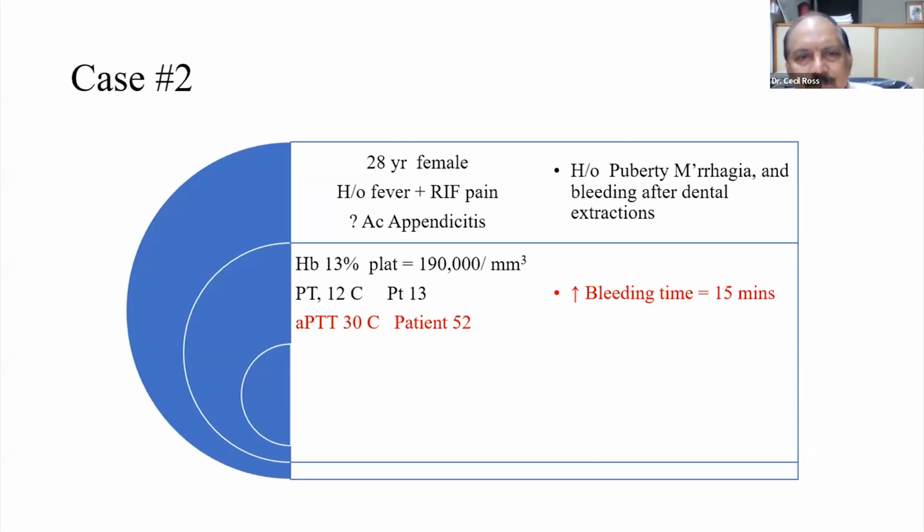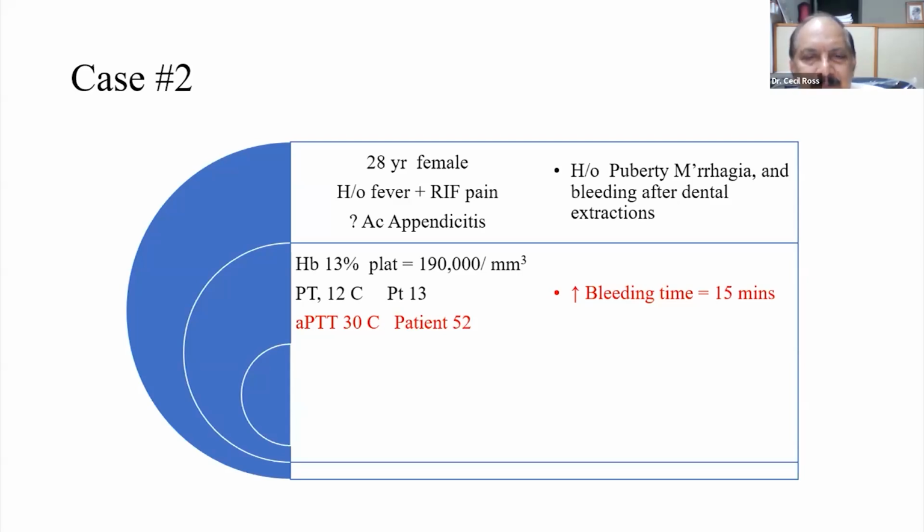What do you think? I told you, if the patient has got an APTT that's prolonged and the bleeding time is prolonged, what do you do? What do you think? Past history of puberty menorrhagia and bleeding after dental extractions. Say something, no punishment is there. You don't even have to identify yourself. You have to think. Unless you go through the torture of thinking, you will not learn. You must think.